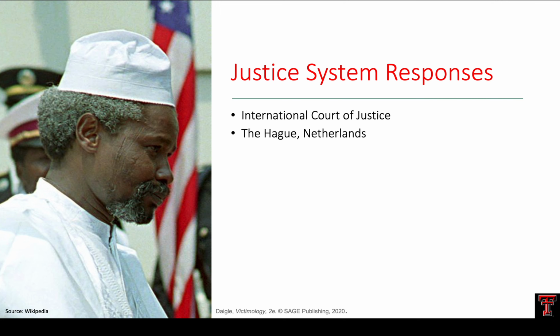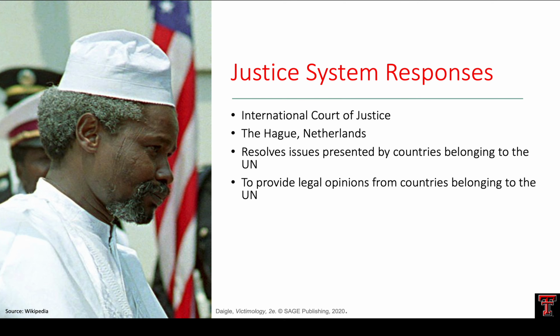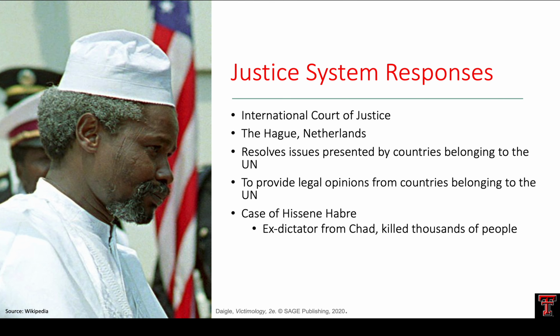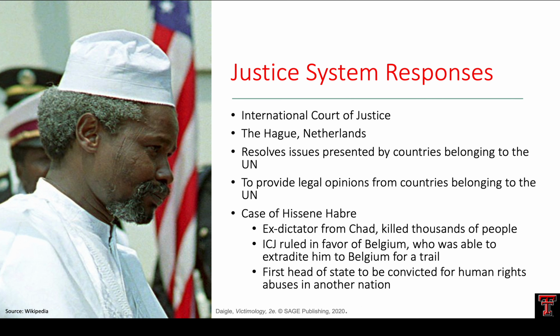Okay, so the International Court of Justice is another feature of the UN. It's located in the Netherlands, and it resolves issues presented by countries belonging to the UN. It also provides legal opinions to these countries. One example of a case in the International Court of Justice is that of Hissène Habré. He was an ex-dictator from Chad. He committed a bunch of horrible crimes and killed thousands of people.